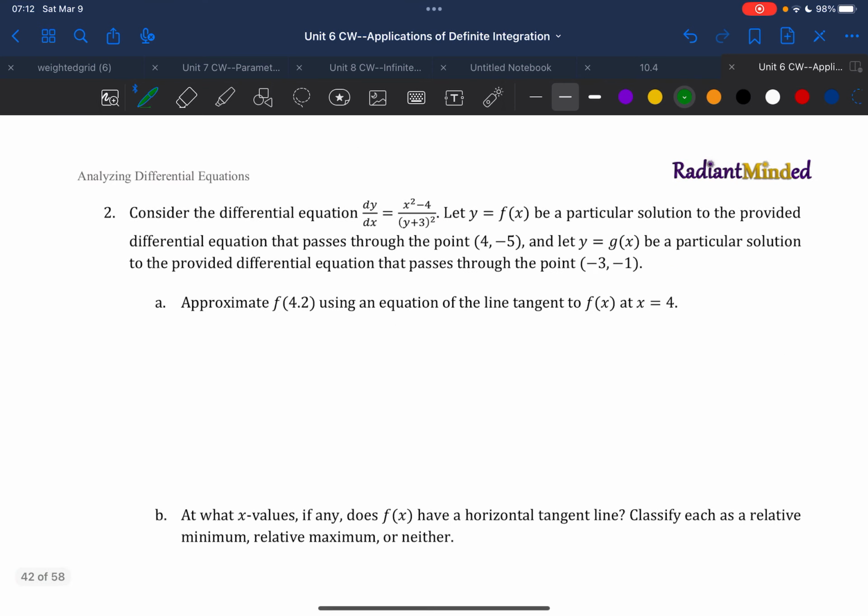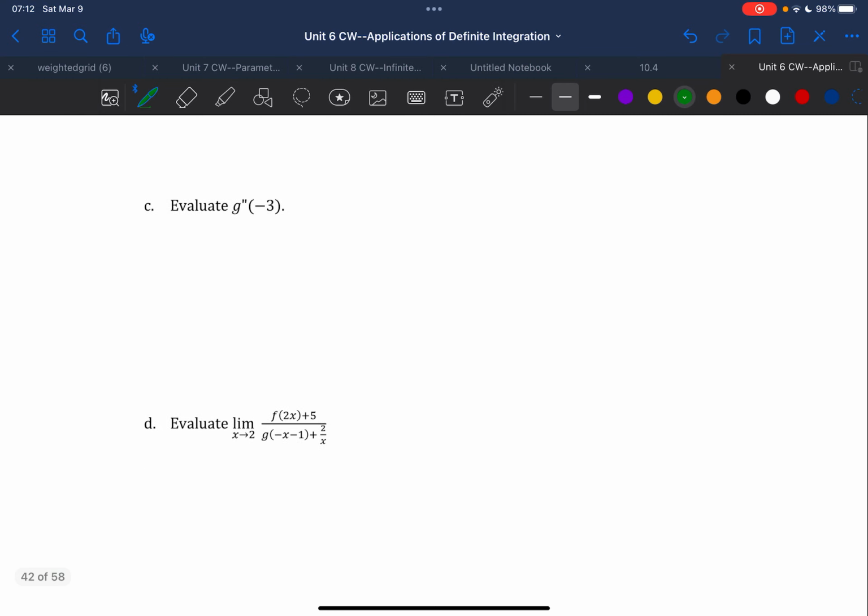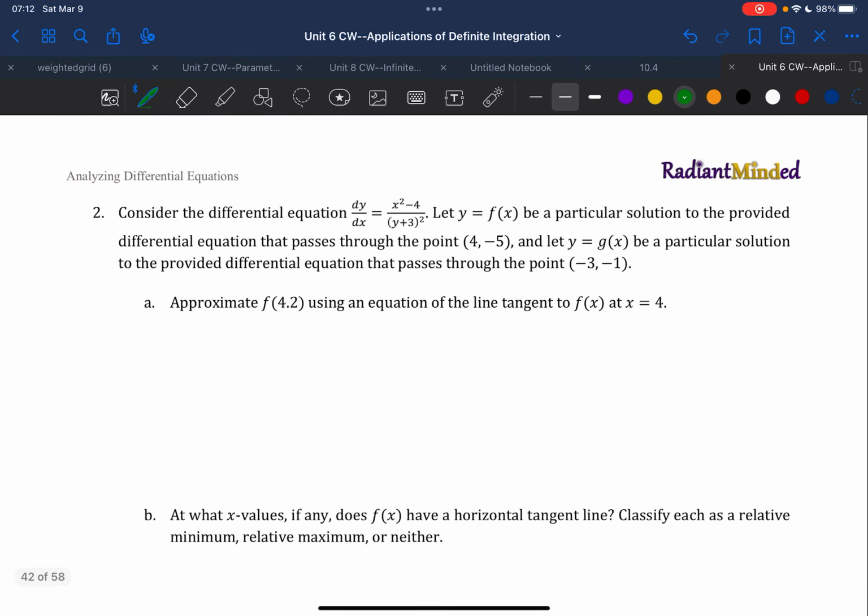All right, now we're going to try a new set here. So we're going to go through number 2. Again, please try it on your own and then hit play when you are ready. So we have this given differential equation, and f of x goes through this point. So f of x is a solution that goes to this point, and g of x is a solution that goes through this point.